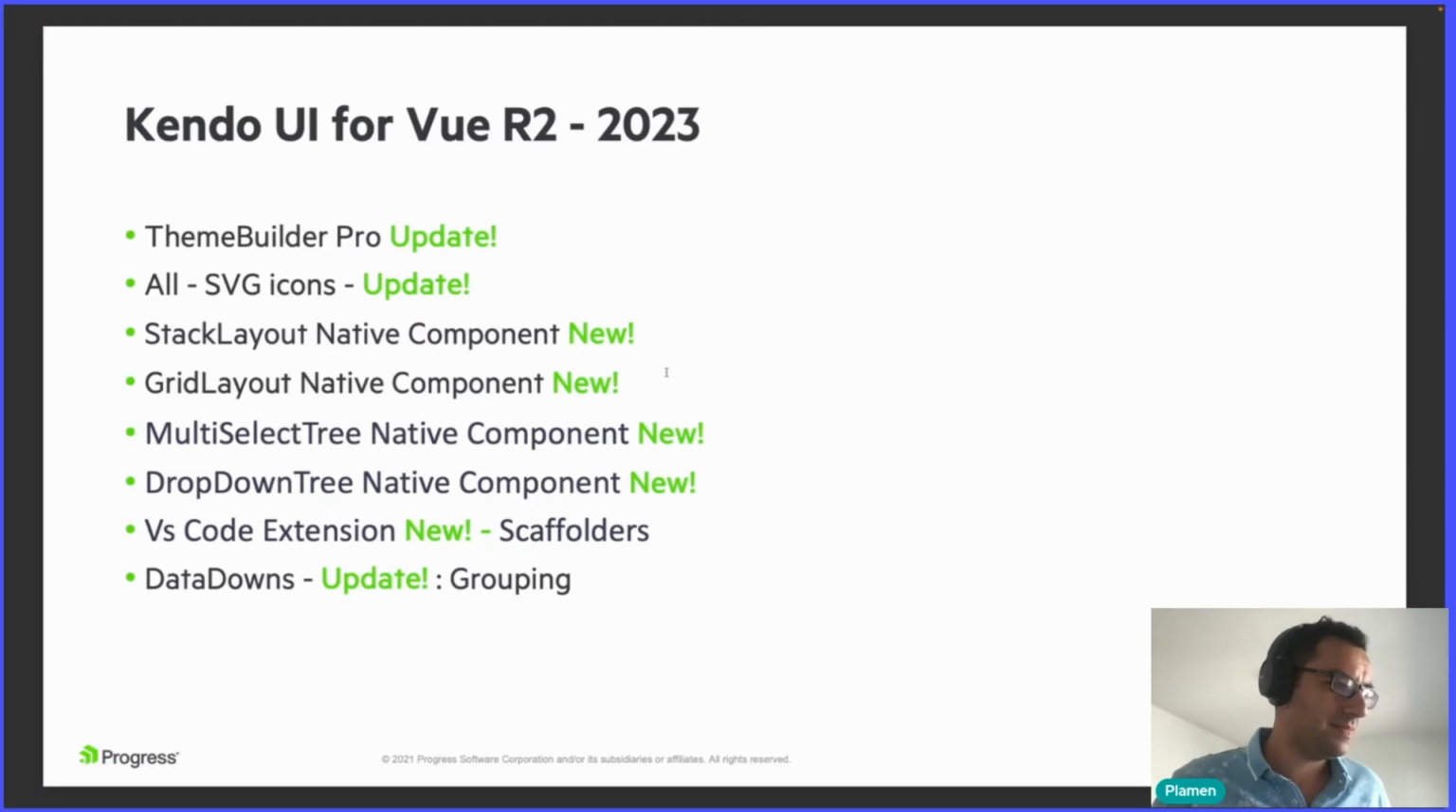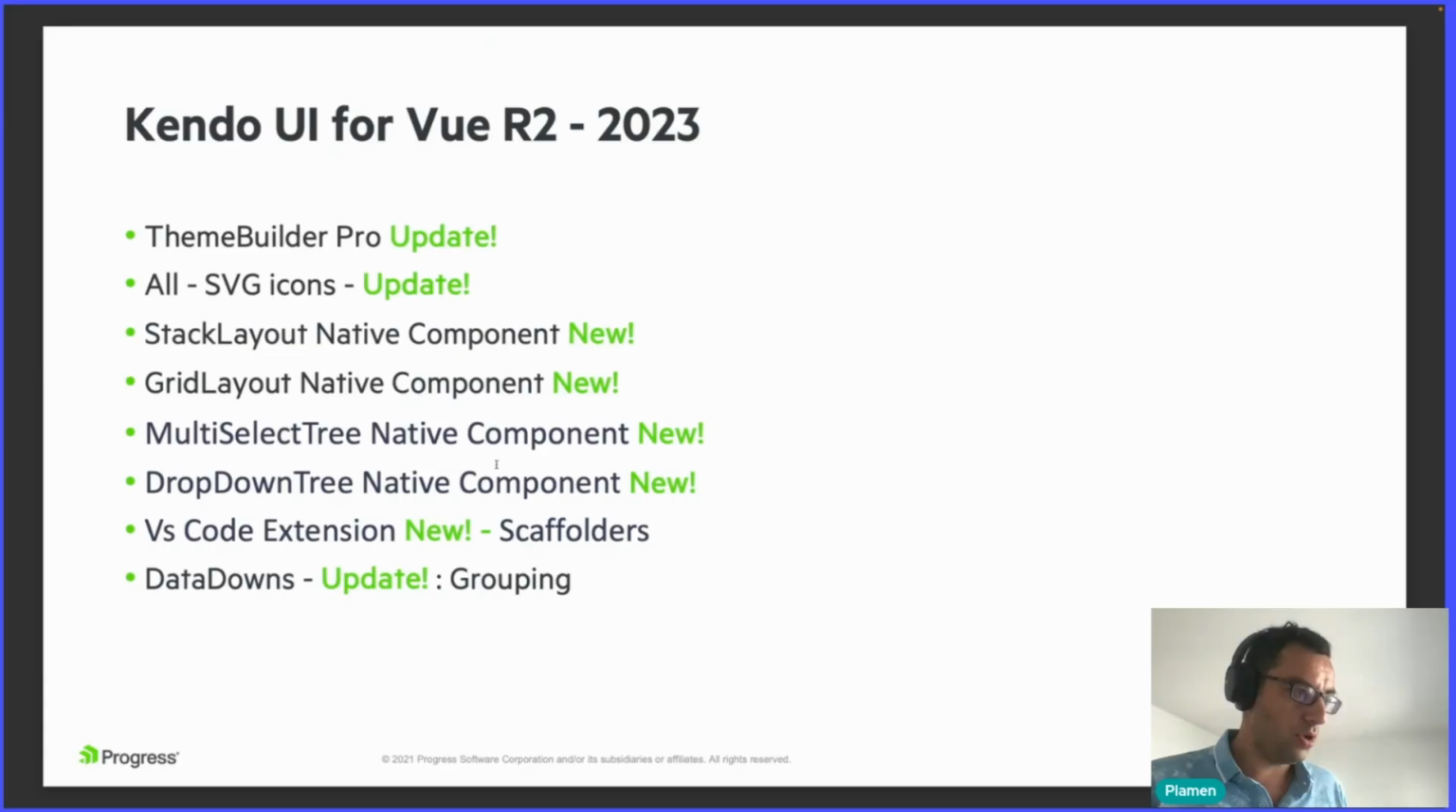We have 4 new components: the StackLayout, the GridLayout, MultiSelectTree, and the DropDownTree native components. These are, by the way, one of the most wanted features in our feedback portal. So go on and keep adding new votes, keep adding new suggestions for what you want for Vue, so we can go on and implement them in some of the next releases.